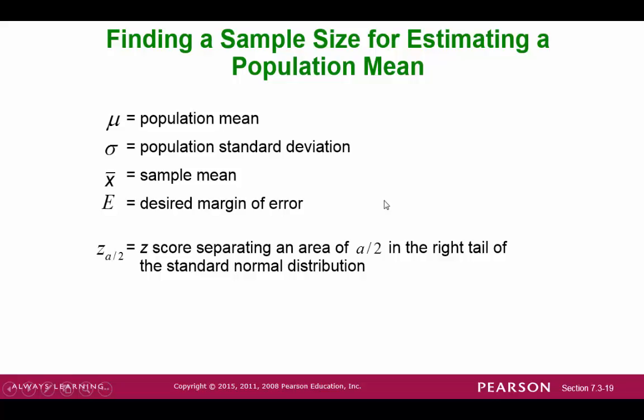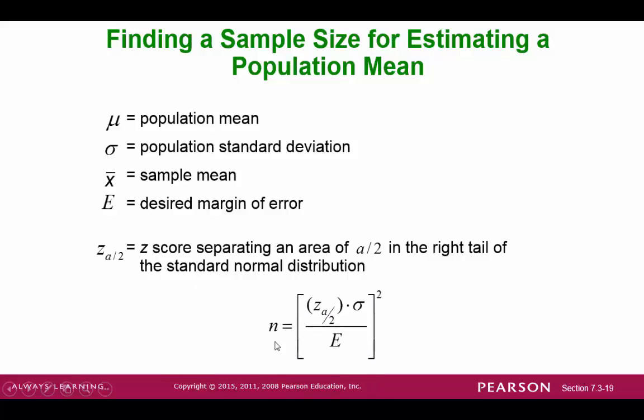Let's shift gears now where we're looking for n, the sample size, to estimate the population mean. And so we'll be using the idea of the population mean, the population standard deviation, that's mu and sigma, the sample mean and the margin of error. And then we're also going to go back to the standard normal distribution, the z-score, z sub alpha over 2.